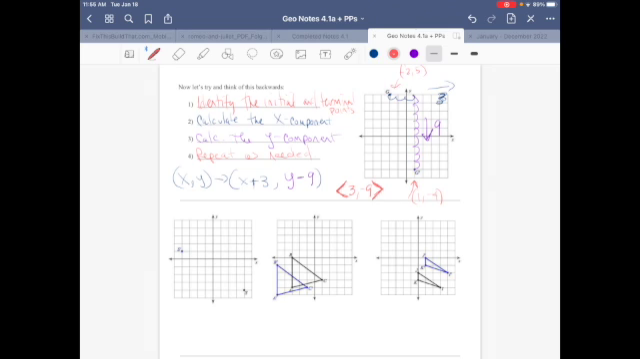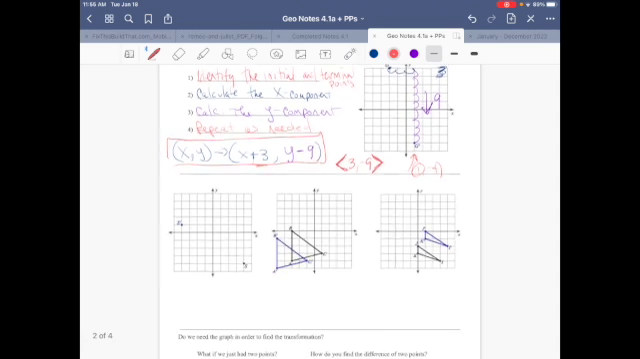So we can check our work: negative 2 plus 3 gives us 1. And then 5 minus 9 gives us negative 4. Okay, so that's just a handy way to check our work. This would be our final answer here. So let's take a minute and work on these.